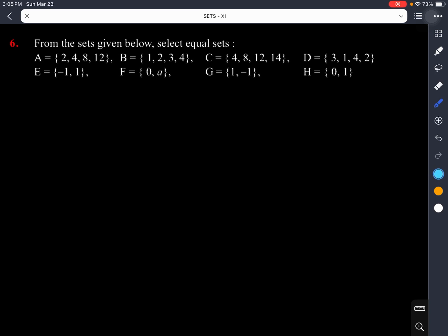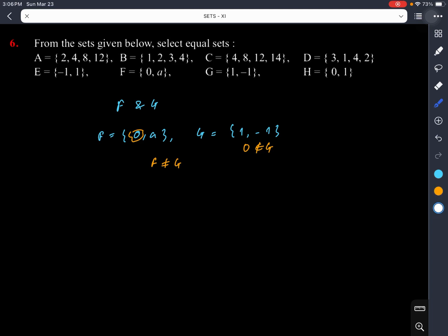Now let us compare sets F and G. F has elements 0, A, and G has elements 1, -1. Here one can observe that 0 is an element of F, while 0 does not belong to G. So these two sets are again not equal.